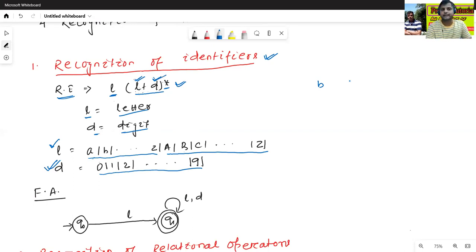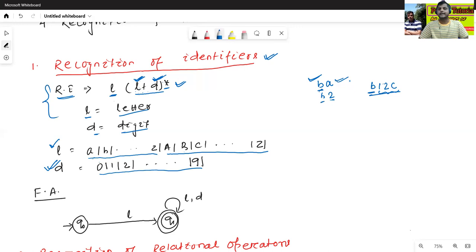Suppose I take the combination of only letter, let it be BA. If I take any combination of only digit, this is one identifier, suppose B2. This is the combination of digit. Suppose I take any combination of letter and digit both, like this: B, 1, 2, C. So this is the combination of letter and digit both. But every string here should start with the letter. So this is all about the regular expression.